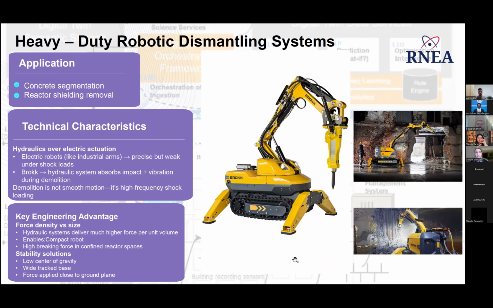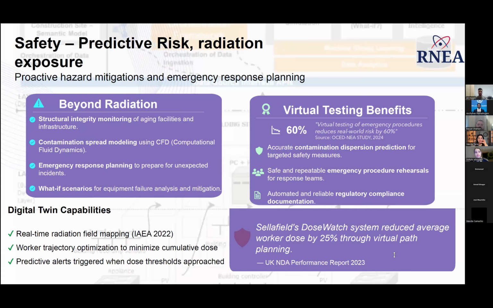So let's shift to our second pillar, safety. Digital twins move us from reactive safety, which is responding to incidents, to predictive risk management. In the virtual environment, we can model how contamination might spread using computational fluid dynamics. We can rehearse emergency procedures repeatedly with no real-world risk. And compliance documentation can be generated automatically, consistently, and audit-ready. So the impact is measurable. A 2024 OECD NEA study found that virtual testing of emergency procedures can reduce real-world risk by up to 60%.